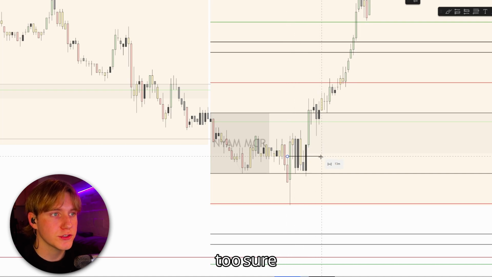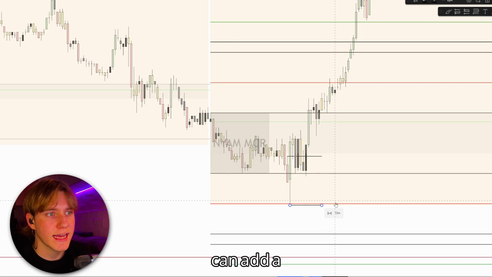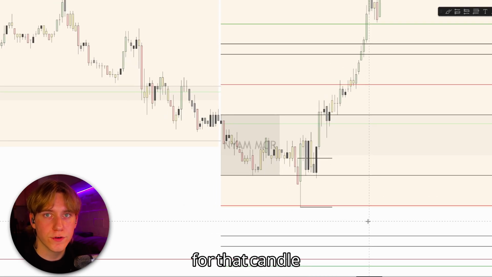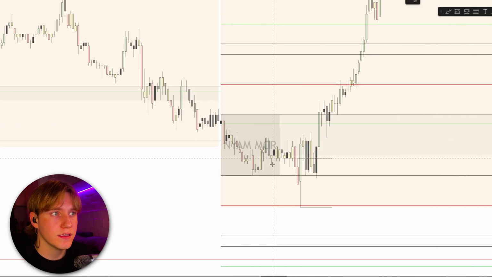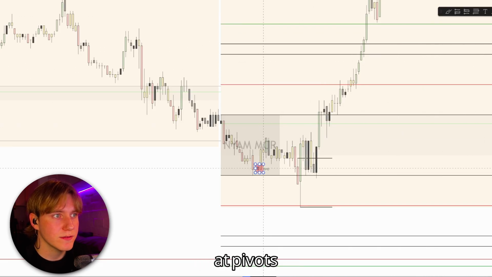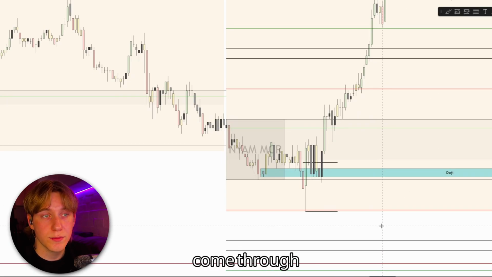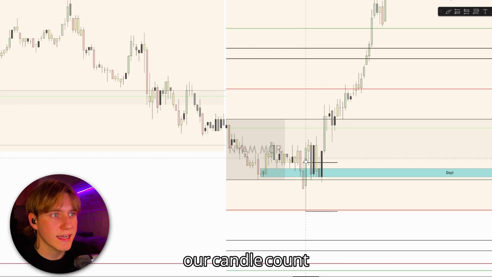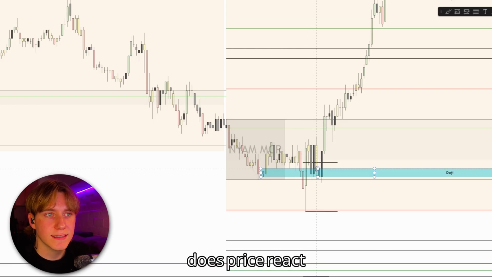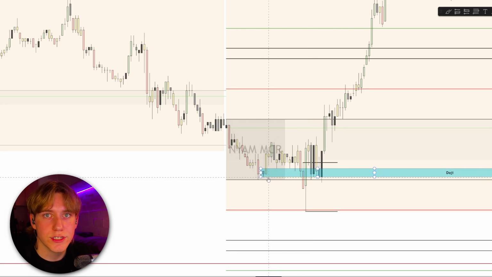The issue is you're not too sure if this candle count is going to hold. And a very, very good way that you can add a layer of support for that candle count is by looking at whether it overlapped a doji. These dojis are going to be appearing at pivots, so you can mark them out pretty much every time they come through, because they don't come through every single time. It's very seldom. But look at what happens: we get our candle count, and where does price react off of? It reacts off of that support from the candle count being supported by that original doji.